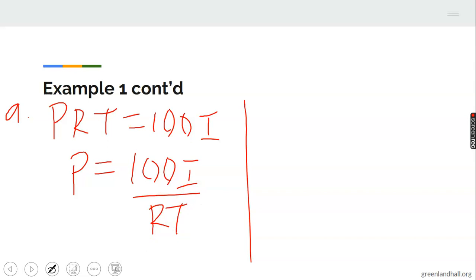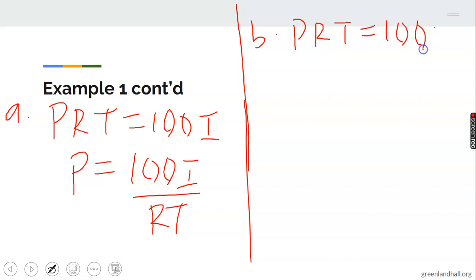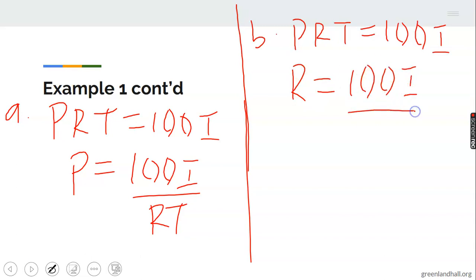Now, another part is I want to make R. We have PRT equals 100I. If I want to make R, I don't want P, I don't want T. Divide both sides by PT. That is R equals 100I over PT.